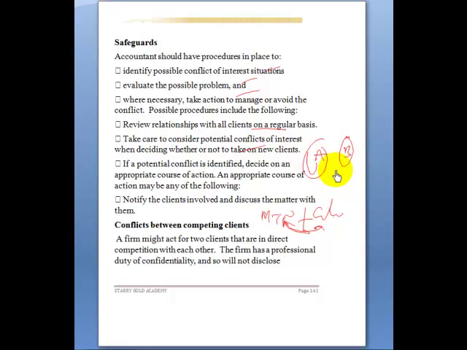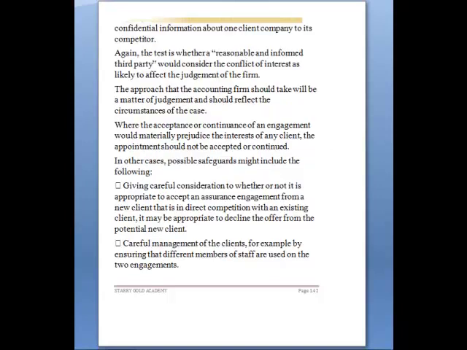Then you can also create what we call Chinese walls between the auditing team of A and auditing team of B. So the team for A is different from the team for B. In fact, where they keep their auditing file is far different, and you don't allow communications between team A and B as regards their discoveries in client A and client B. These are the safeguards to manage issues of conflicts between competing clients.